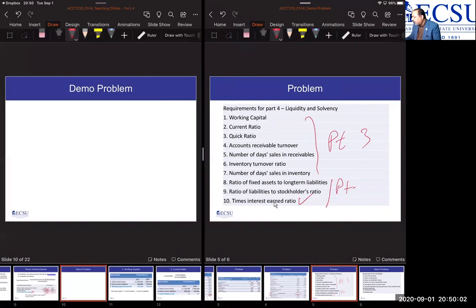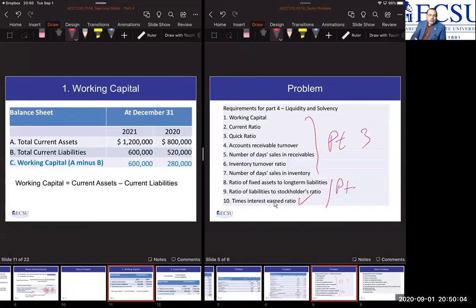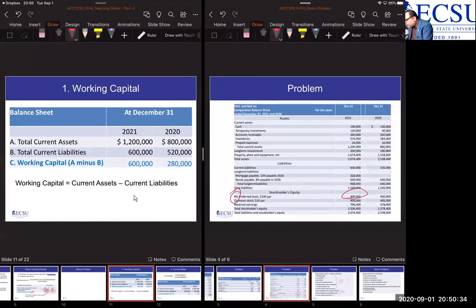Now, the first one is the working capital. If you look at the formula, working capital is current assets minus current liabilities. So that is what you have to understand. If you go to the problem, where do you think you will find the current assets and current liabilities? Of course, in the balance sheet. So let's go and look at the balance sheet.